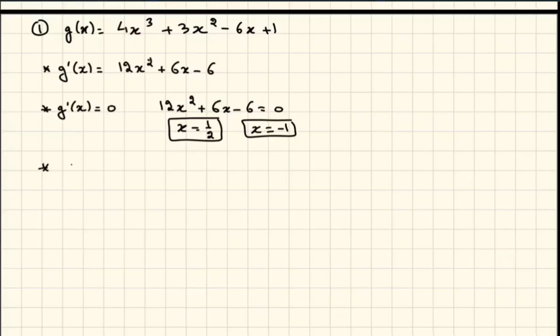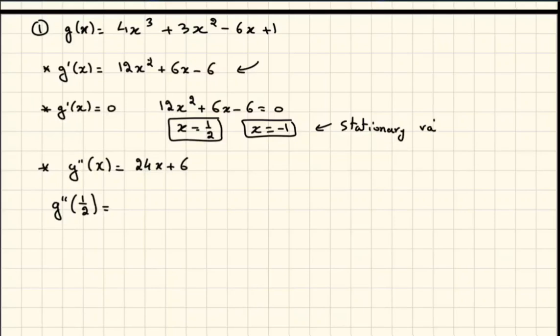Now, I don't do a table of variation. Instead, we do the derivative one more time, and we get 24x plus 6. So I derive g prime one more time. Now, we replace the first value of x. These are the stationary values. So we replace x with half. We get 24 multiplied by half plus 6, which is 12 plus 6, and the answer is positive. Once it's positive, I can directly conclude that it is a local minimum.